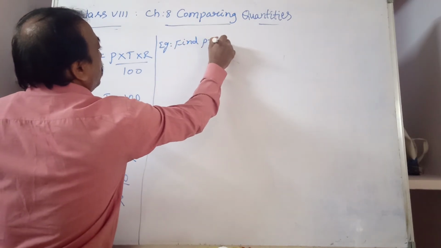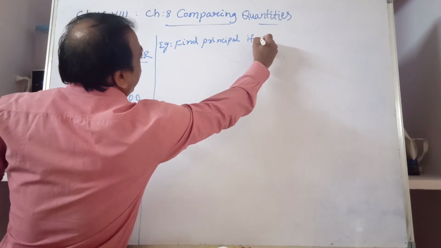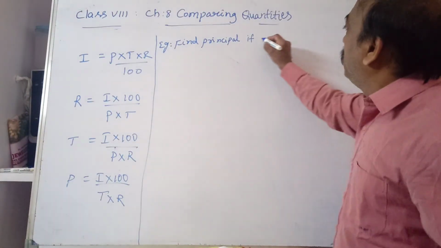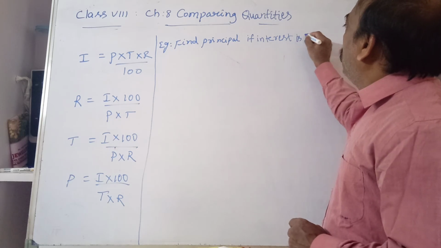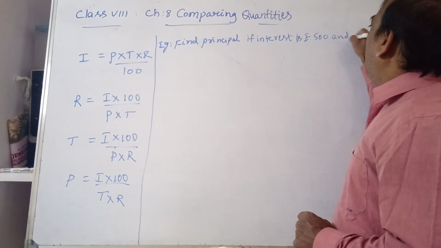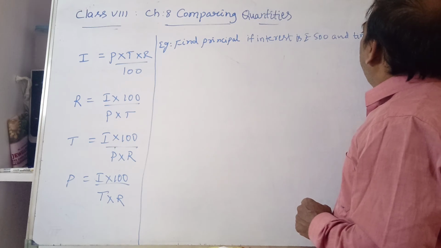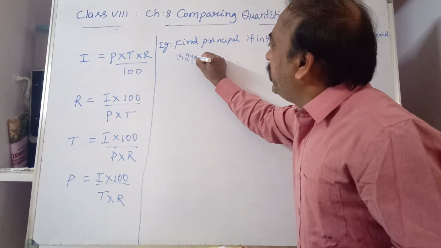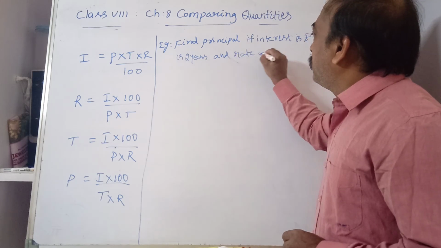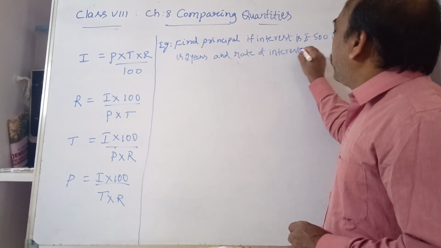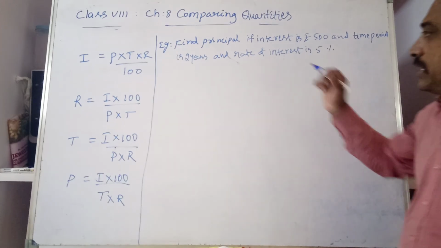Find principal if interest is rupees 500 and time period is 2 years and rate of interest is 5%. Now you see what is given in the question.